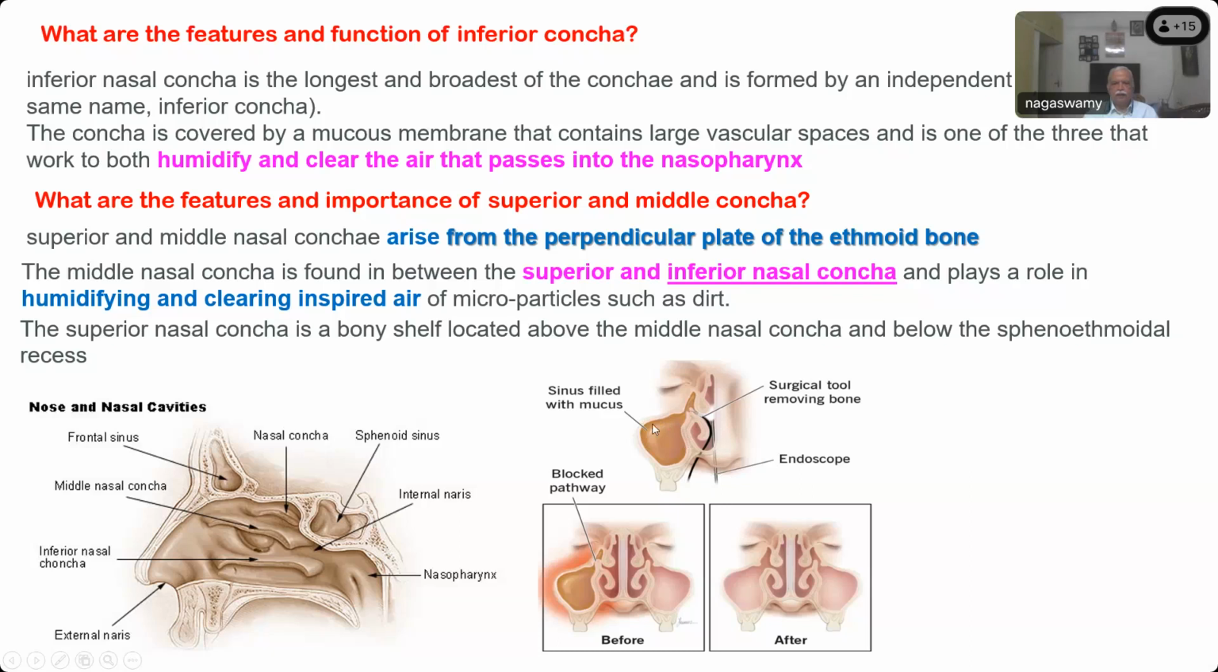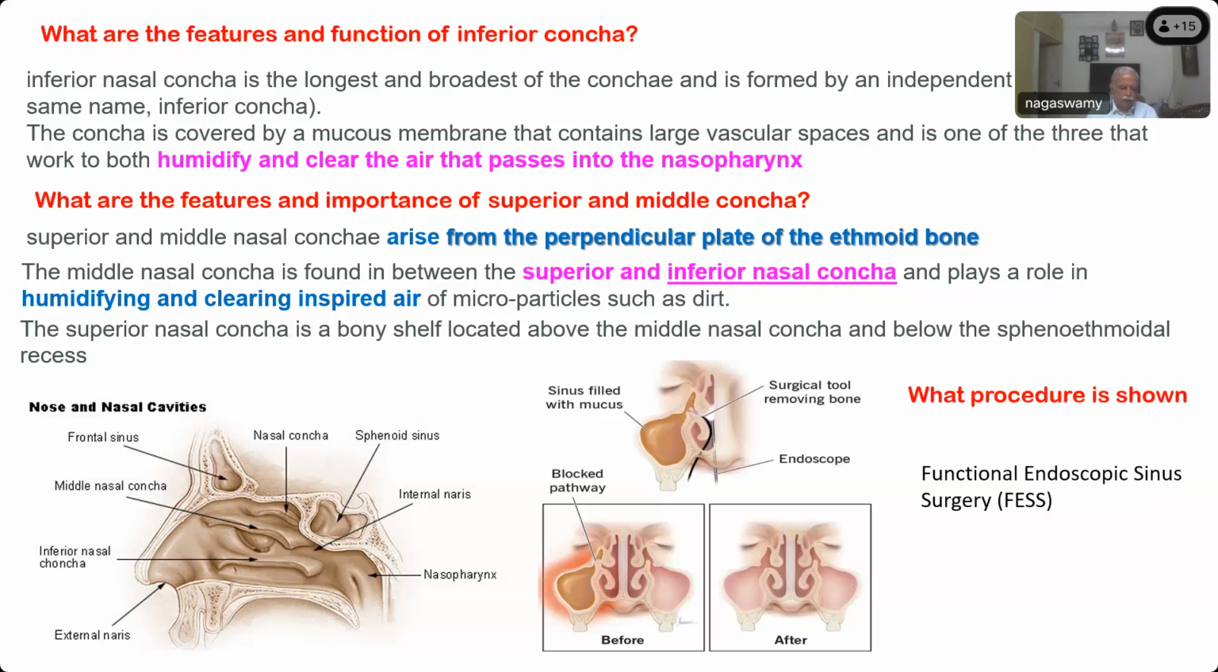This is the sinus filled with mucosa, and the exit from the sinus is blocked because of chronic infection. So they remove a part of the bone to facilitate drainage. This is the blocked pathway before surgery. Then they remove the bone to facilitate drainage of the collections inside the sinus through the nose into the nasopharynx. So this is after the surgery. This is called functional endoscopic sinus surgery.